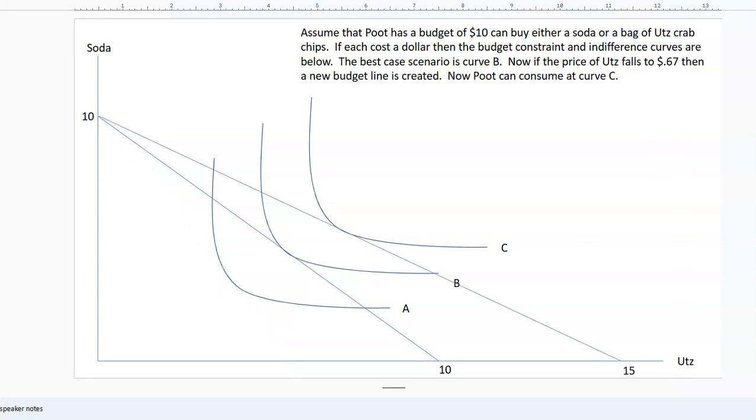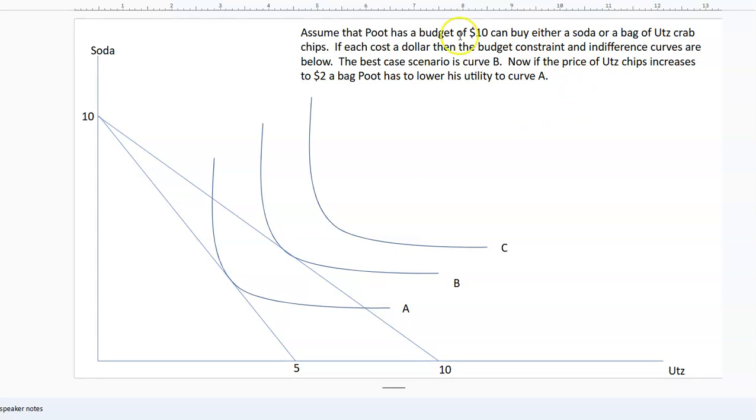Let's take the next example here. Oh no, the price of potato chips has doubled. It went from $1 to $2. What could cause that? Massive shortage of potatoes, some sort of weather event, whatever it is. And so now our new budget line is here, which means our best outcome is this indifference curve here, A.